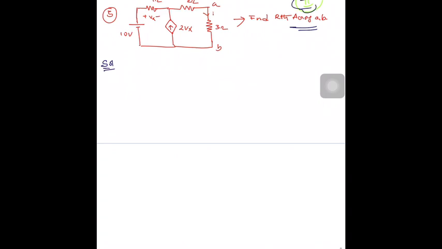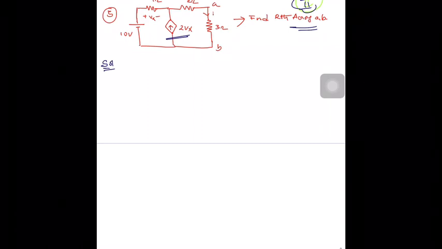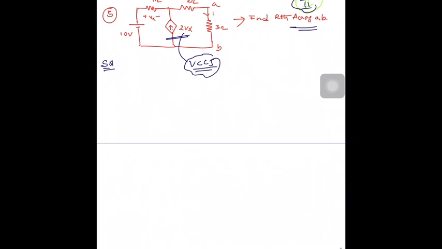Now find RTH across A and B. It is category 2 in Thevenin's. Why is it category 2? Because we have a dependent source. What kind of dependent source is it? It is a voltage controlled current source. Since voltage is controlling the current flowing through, it's called voltage controlled current source. Now find RTH across terminal A and B.